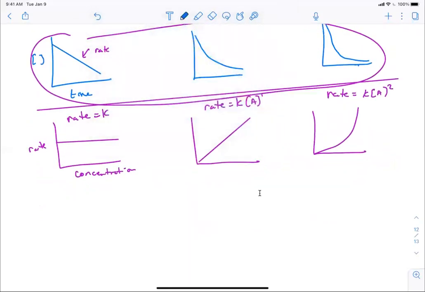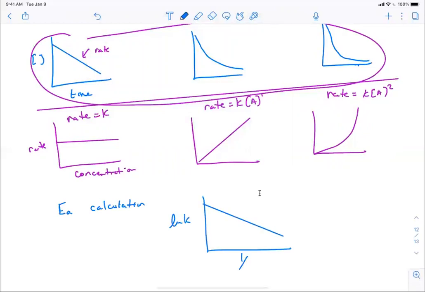Also for higher level, you have your calculation for activation energy. And so you want to know here that your graph is natural log of K versus 1 over T, and mind the units on that x-axis. That 1 over T might be times 10 to the negative 3 or times 10 to the 3 instead of just the number that's written on there.